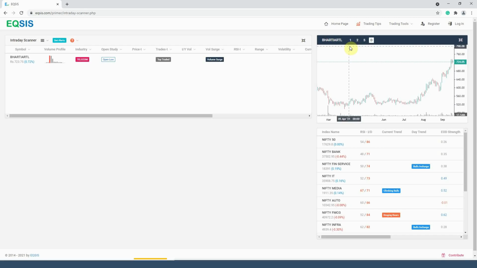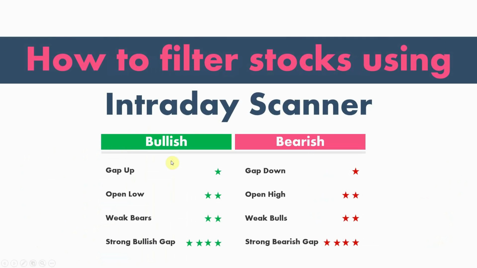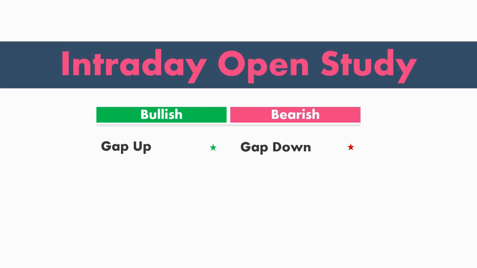So I'm sure this is a video exclusively for the open study. Let's again go back to the content to explain things in detail. How to filter a stock using the intraday scanner. Let me start from the very first thing called gap up and gap down. What do we mean by gap up and gap down?